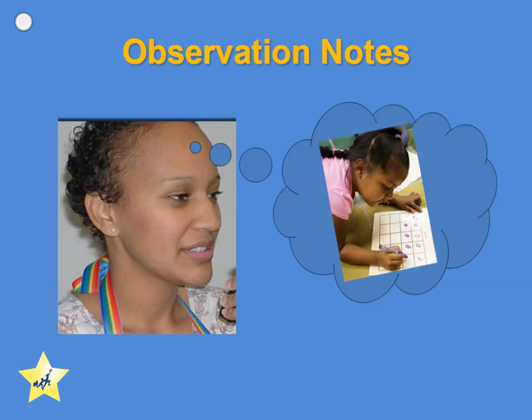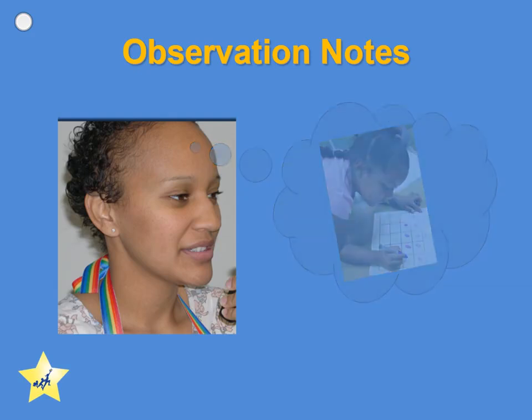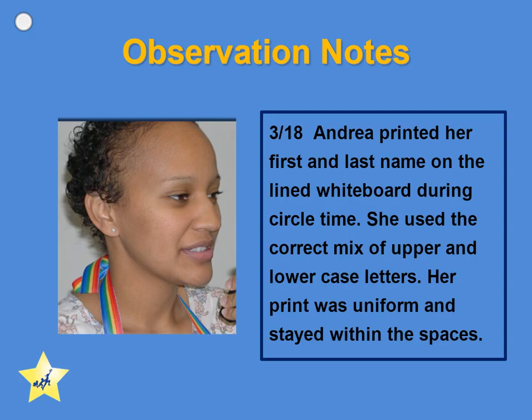Observation notes. Observe children in natural, routine daily activities. Record observations with enough details to reconstruct the child or children's behavior, skills, and knowledge. Note the date, child or children's names, time, and context on observation notes. Observation notes should serve as a snapshot for anyone who will be reading them.